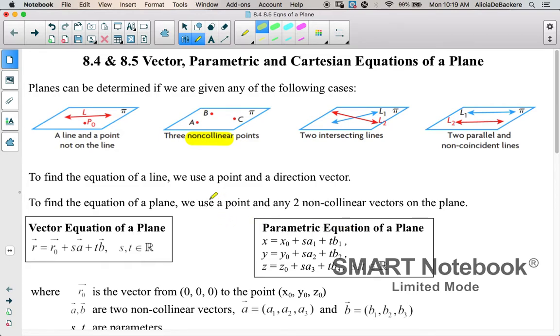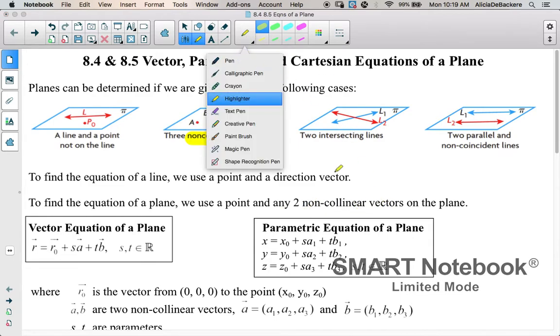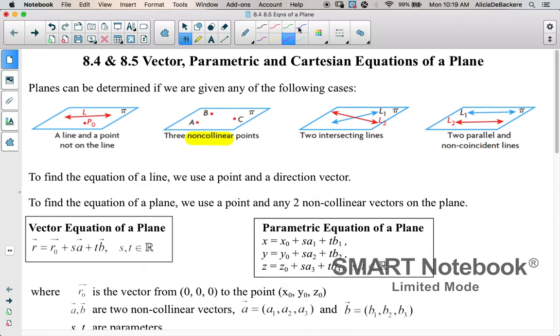The difference, though, is that we're going to be using a point and any two non-collinear vectors. And sometimes you're going to hear me talk about those non-collinear vectors, and I'm going to use the phrase direction vectors because they kind of remind us of it. So I'll use that term sometimes, but it's any two vectors that are non-collinear.